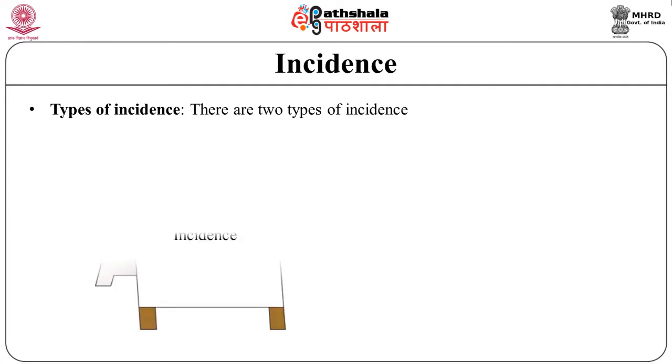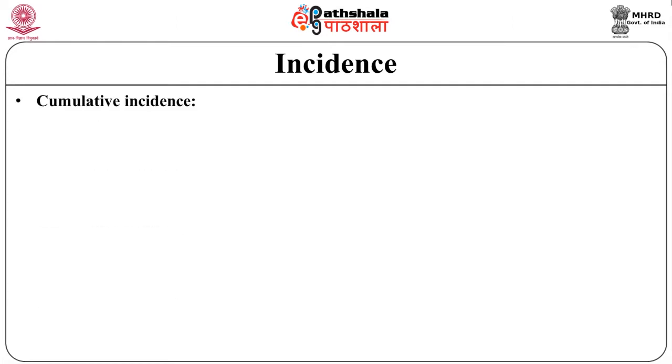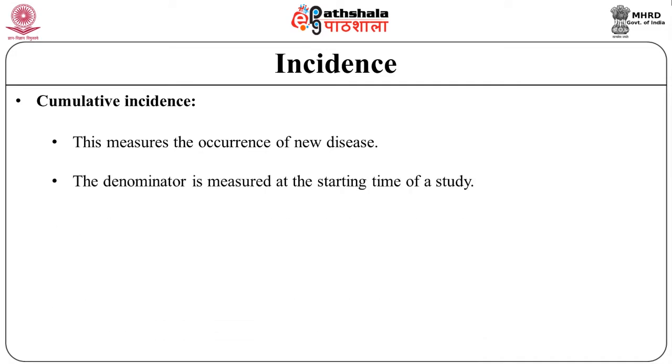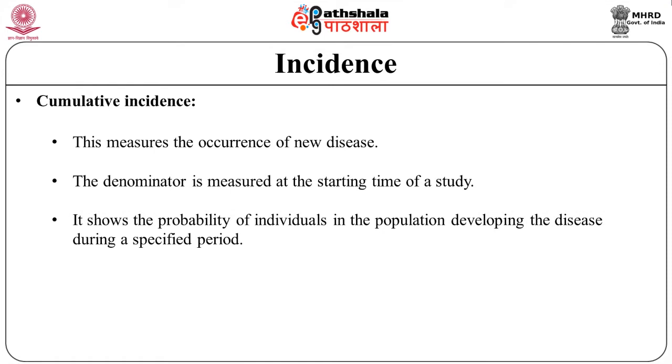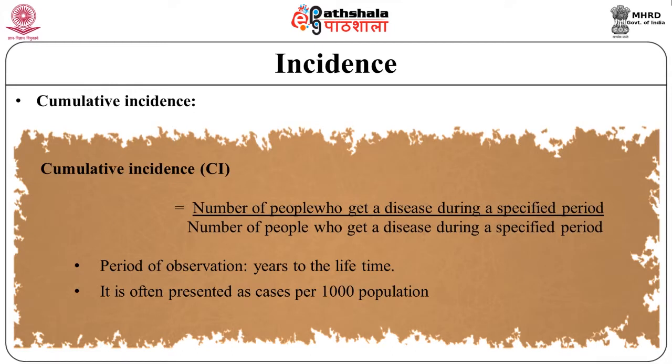Now, let us see the types of incidence. There are 2 types of incidence: cumulative incidence and incidence rate. The cumulative incidence measures the occurrence of new disease. The denominator is measured at the starting time of a study. It shows the probability of an individual in the population developing the disease during a specific period. The synonymous terms used for this indicator in the literature are attack rate, case fatality rate or lethality risk, and incidence proportion.